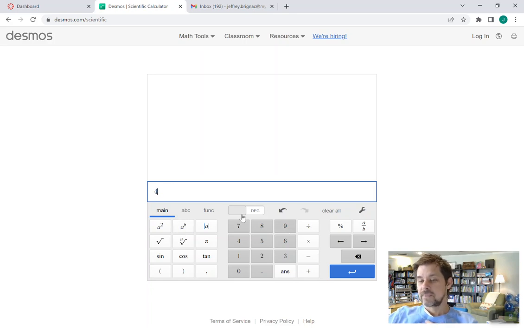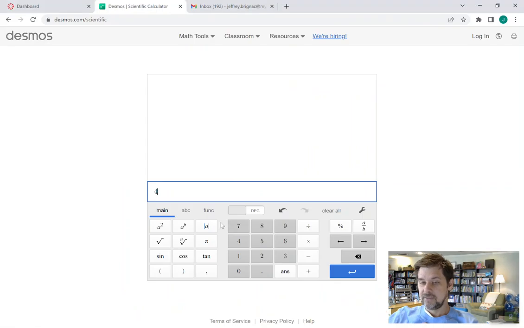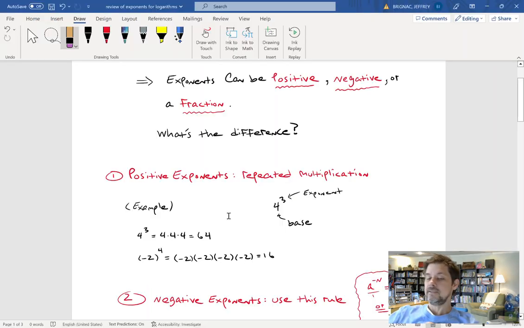So if I want to do 4 to the third power on a calculator, then here is the exponent key, at least on this interface. Okay, and it would look like that, and it tells me 64. All right, now, yes, I know that you can do this on a calculator, but that's not what I want this video to be about.